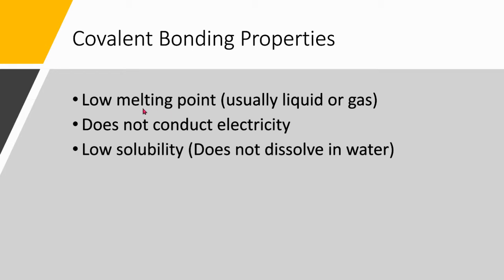If it melts at a really high temperature, it's going to be ionic. If it melts at a low temperature, it's going to be covalent. If it doesn't conduct electricity, it's going to be covalent. And if it's a low solubility, if it's not going to dissolve in water, it's going to be covalent.